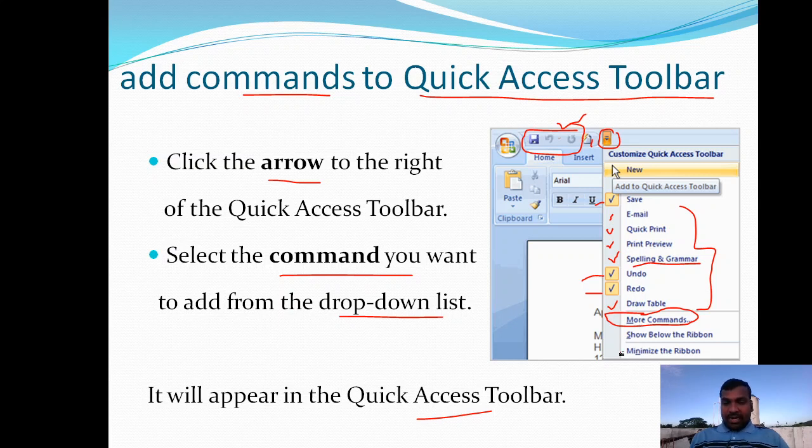Okay, and at last we have two options. One is show below the ribbon, the other is minimize the ribbon. Minimize the ribbon we already discussed in the previous slide. Show below the ribbon means this quick access toolbar is going to be displayed below the ribbon. Okay, are you getting the point?